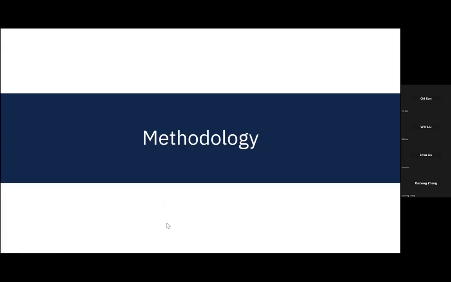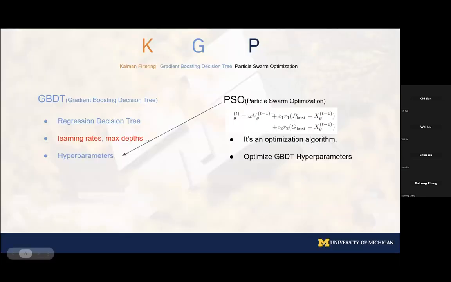Next section is about methodology. KGP stands for Kalman Filtering-Based Gradient Boosting Decision Tree using particle swarm optimization. KGP is a model that can help IMU compensate the planar position when the GPS data is not available. When GPS data is available, KGP trains with samples from IMU, labeled with reliable positions from Kalman filtering. When GPS data is not available, KGP uses a model to predict the error of IMU and compensate that error.